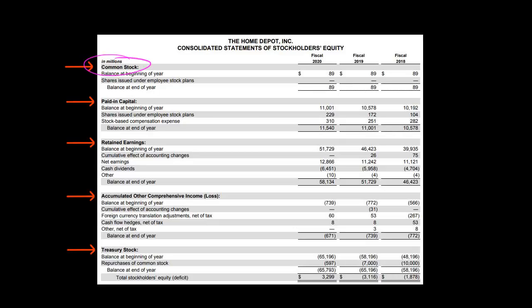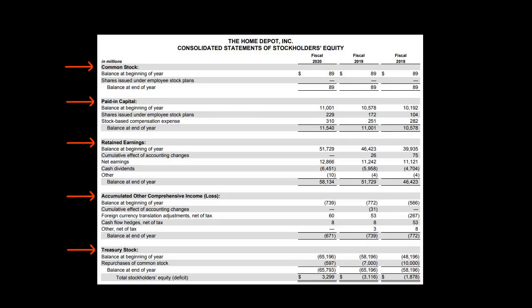So we've got 5 different accounts here, and for each account, the statement of stockholders' equity is going to tell us what the beginning balance was. We see, for example, the common stock balance at the beginning of the year, the balance at the end of the year, and some things that happened in between. Let's take a look at retained earnings. At the beginning of fiscal 2020, they had $51.729 billion, because these amounts are in millions, of retained earnings. And at the end of the year, the retained earnings balance was $58.134 billion. So it went up by several billion, almost $7 billion.